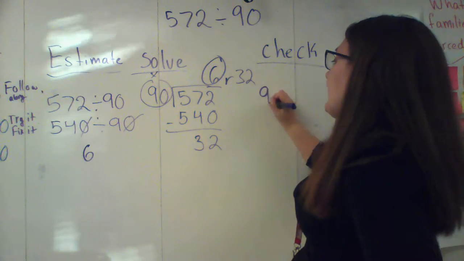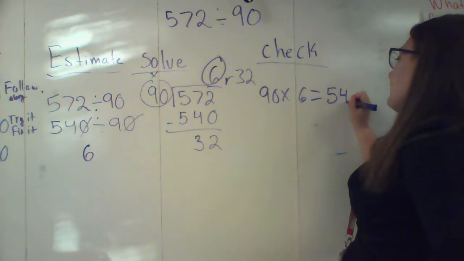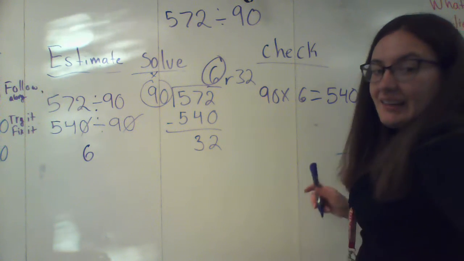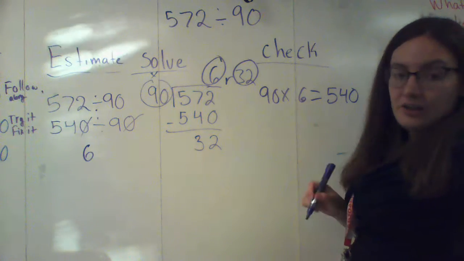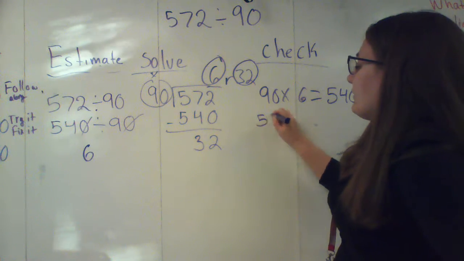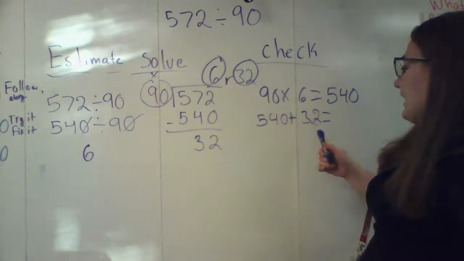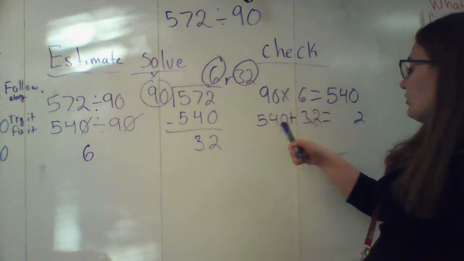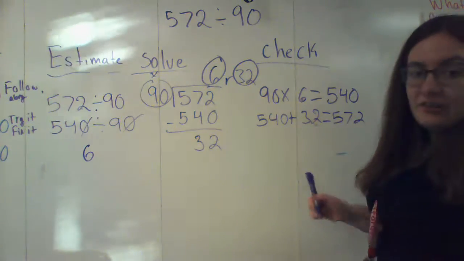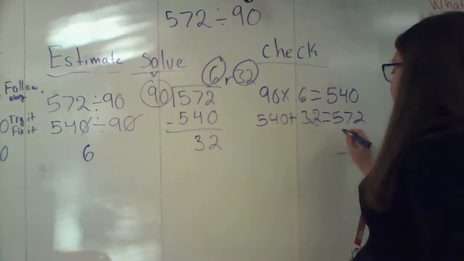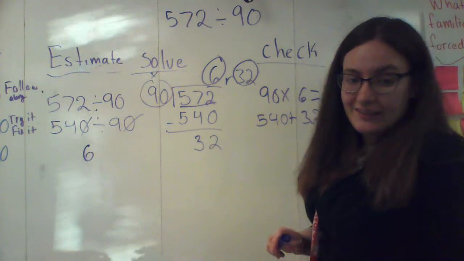them. So I have 90 times 6, which equals 540. And then I need to add 540 plus my remainder of 32. So I have 540 plus 32. And I have 2 plus 0, so that'd be 2. 4 plus 3 is 7. And 5 plus nothing is 5. So my answer is 572. This number matches this number, so I know I got it correct.